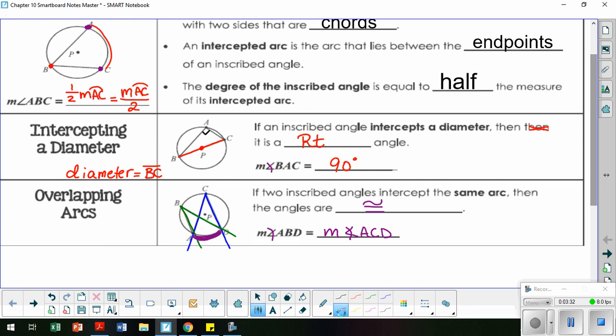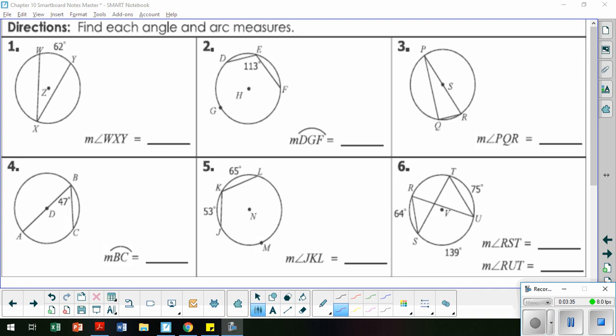So let's do a couple of problems. If we're looking at number 1, we know it's an inscribed angle because the vertex is attached to the side of the circle. If that's the case, then we know that the measure of angle WXY is going to be half of the measure of arc WY. Okay, so what is the measure of arc WY? It's 62. Divide by 2, we get 31.